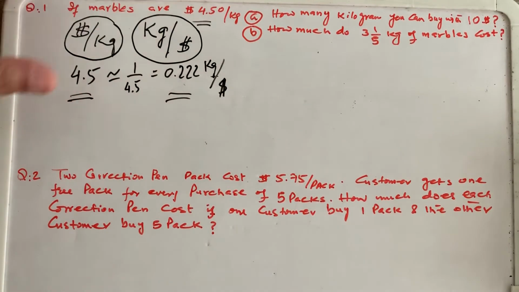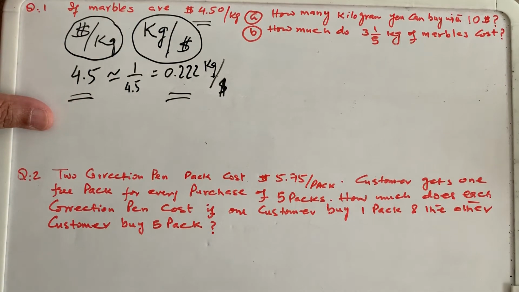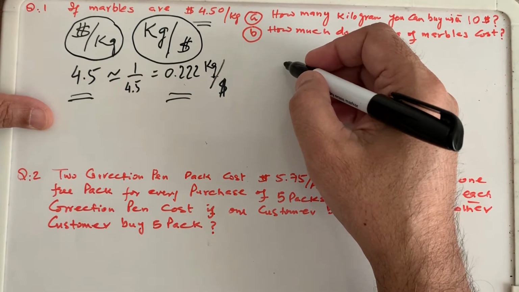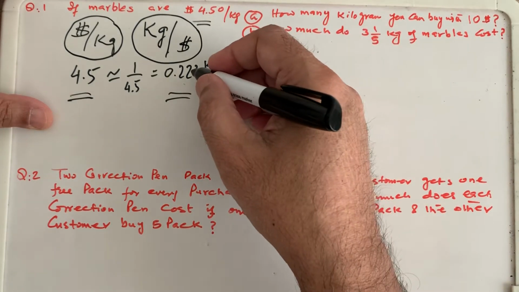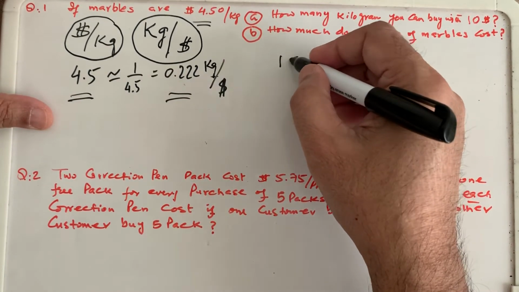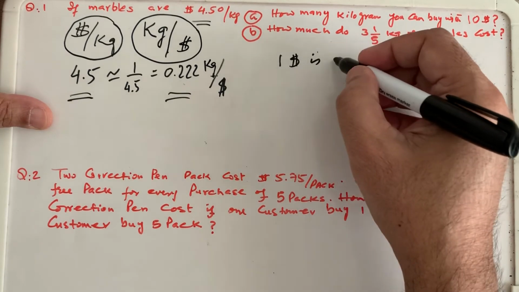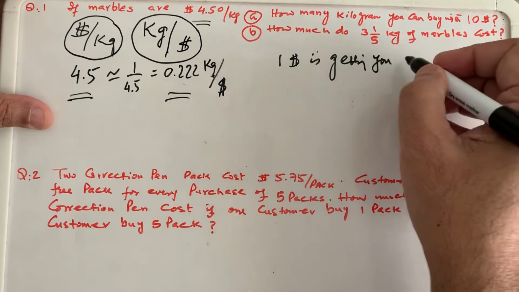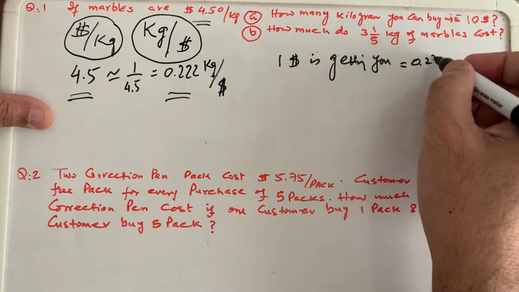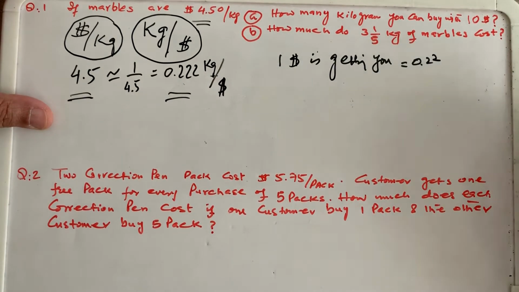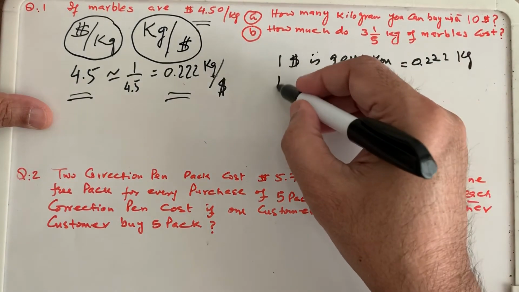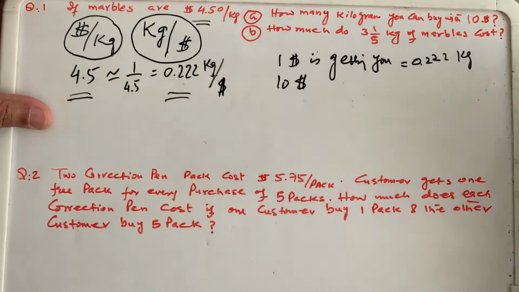Now we realize what the question is saying. How many kilograms can you buy in $10? In $10. So the unit cost is given. $1 is getting you how much kilogram? 0.22 kilogram. This is what you are getting in $1, right? But he's saying, what is $10? How much can you buy in $10, right?